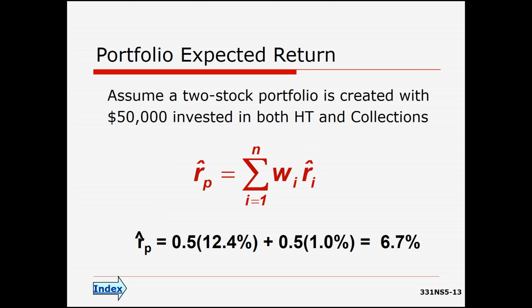Assume a two-stock portfolio is created with $50,000 in high-tech and $50,000 in collections. In this portfolio, the weights are 50-50. We calculated the expected returns of both assets previously: high-tech 12.4, collections 1. So the expected return of our portfolio is 0.5 times 12.4 plus 0.5 times 1, 6.7%.